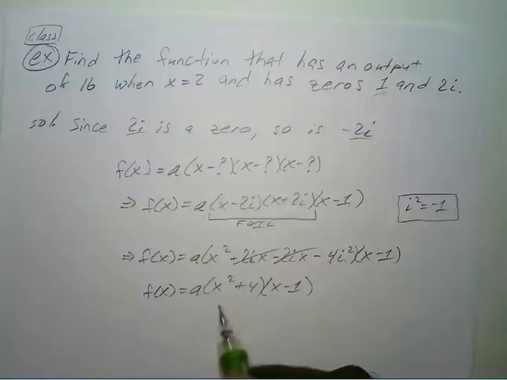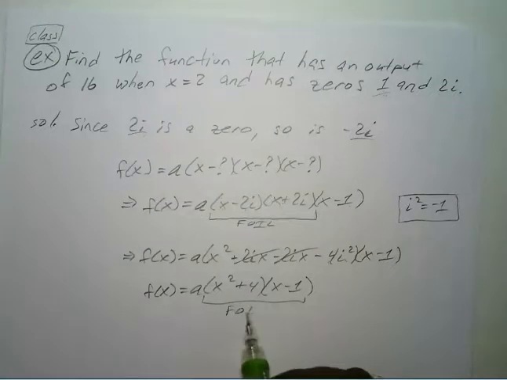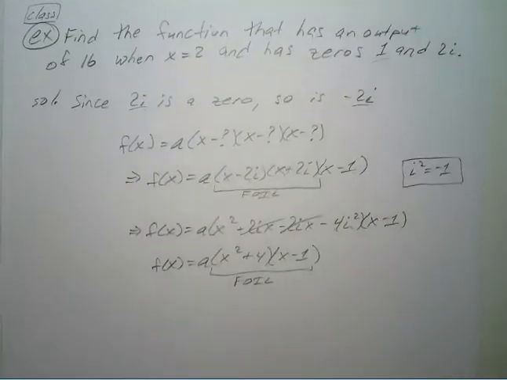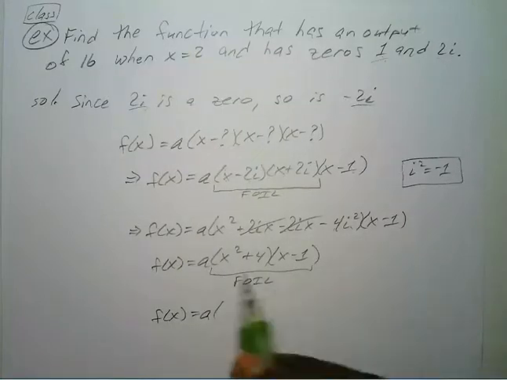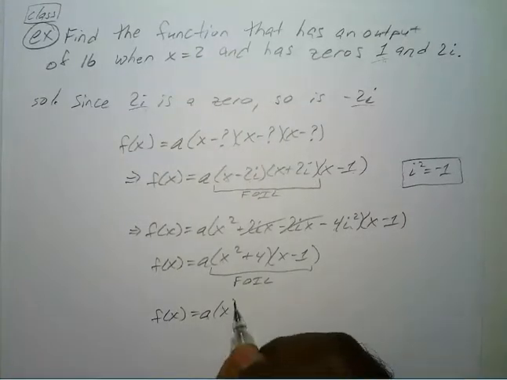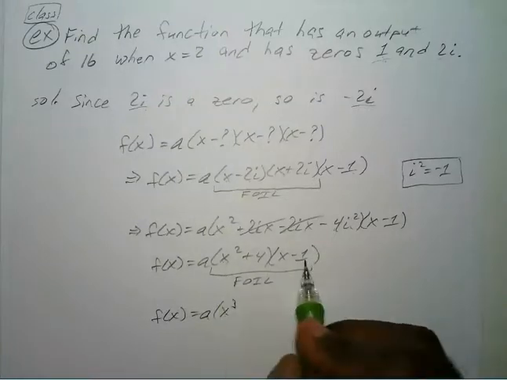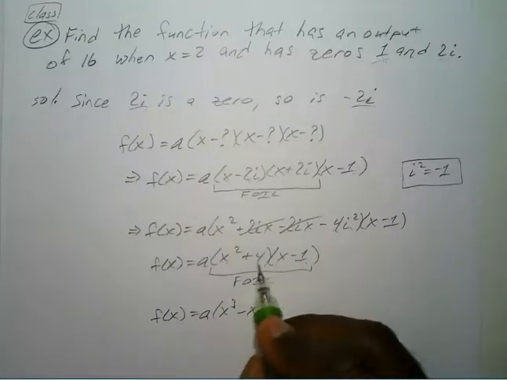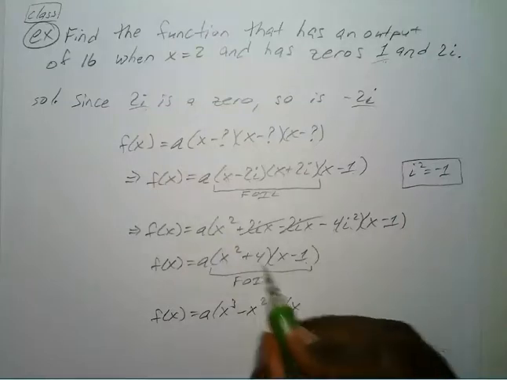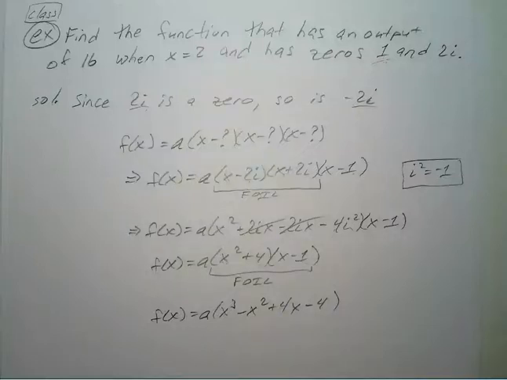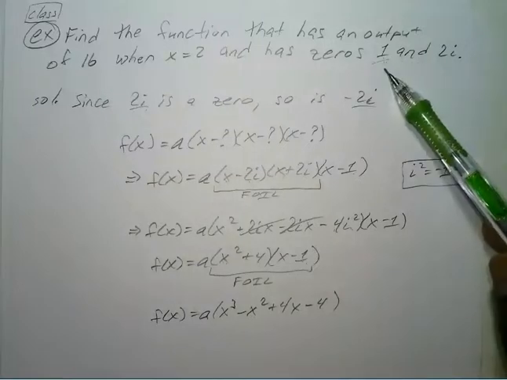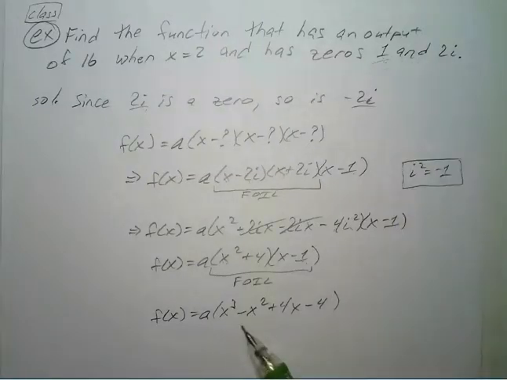So we go ahead and we FOIL this. Okay, so that gives us f of x equals a. We have x squared times x, which is x to the third. We have our outer, x squared times negative 1, so I have negative x squared plus 4x minus 4. Okay, so this helps us out quite a bit, just knowing where our zeros are, because we were able to come up with our function.